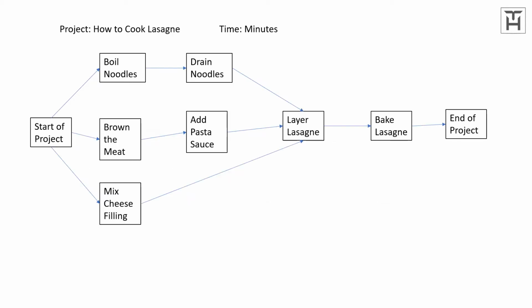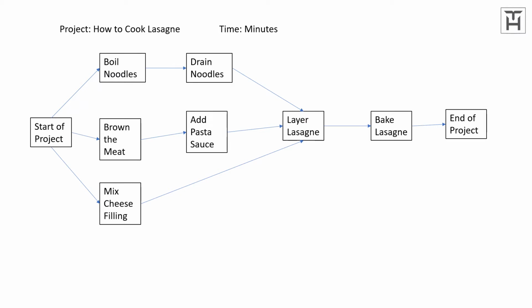So this is a very simple critical path diagram, and as you may notice, it has nothing to do with heritage or social action projects, but very much to do with how to cook a lasagna. And the time method we're going to use for this is actually in minutes. But first of all, we're going to look at the different activities, the different tasks involved in cooking a lasagna.